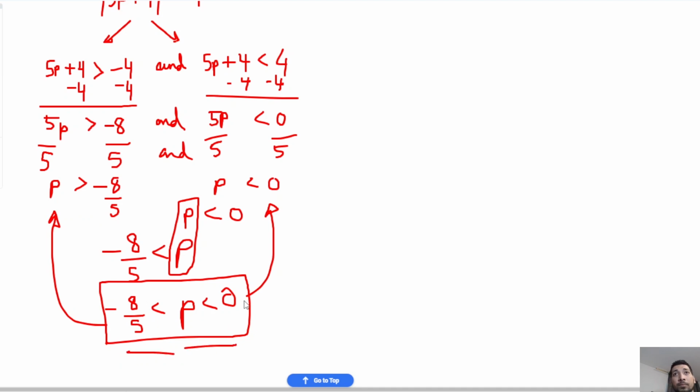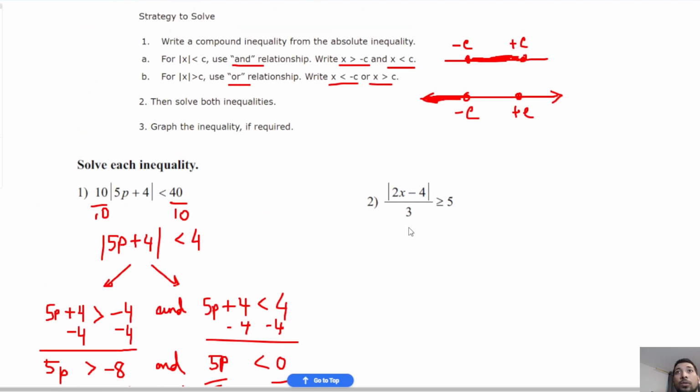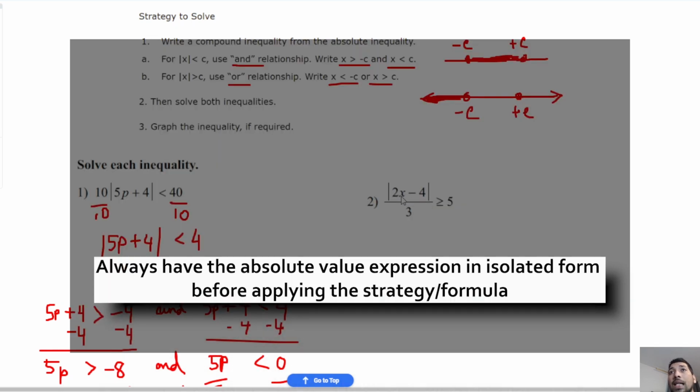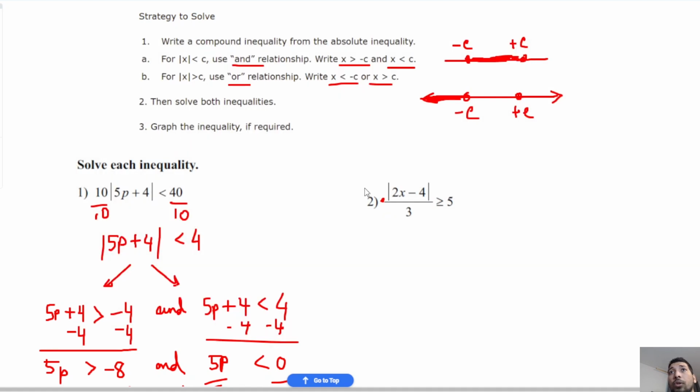Now let's try to work on number 2 here. Here we see that we have the absolute value of 2x minus 4 divided by 3 greater than or equal to 5. So first we need to isolate this absolute value quantity. Now this absolute value quantity and 3 are related by a division sign. So we need to multiply by 3 on both sides.